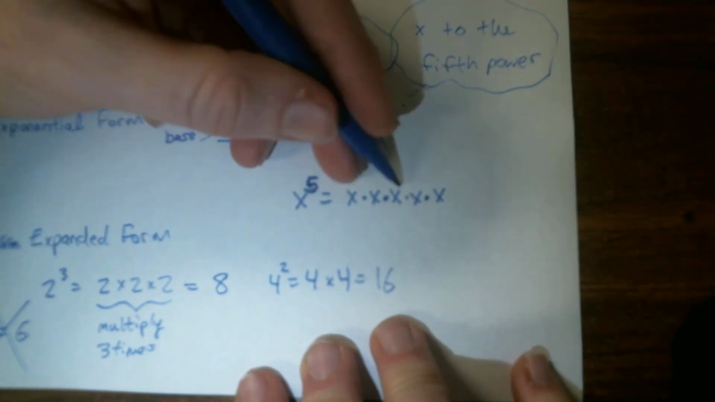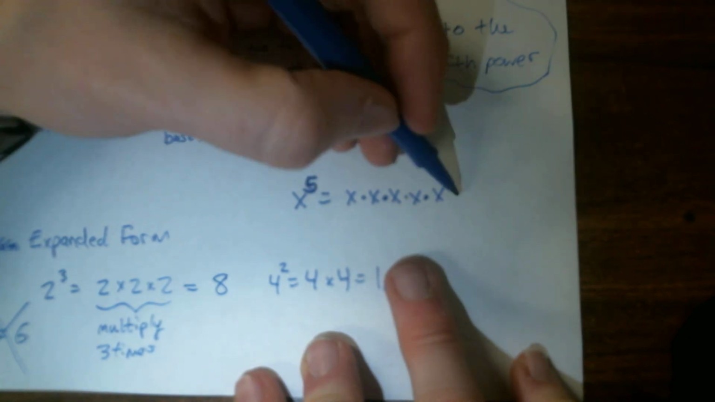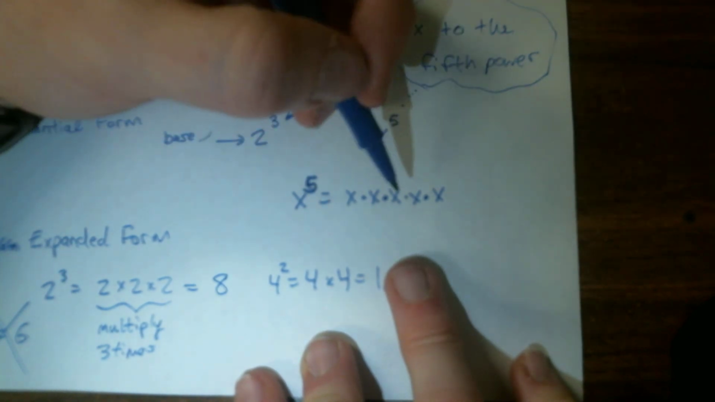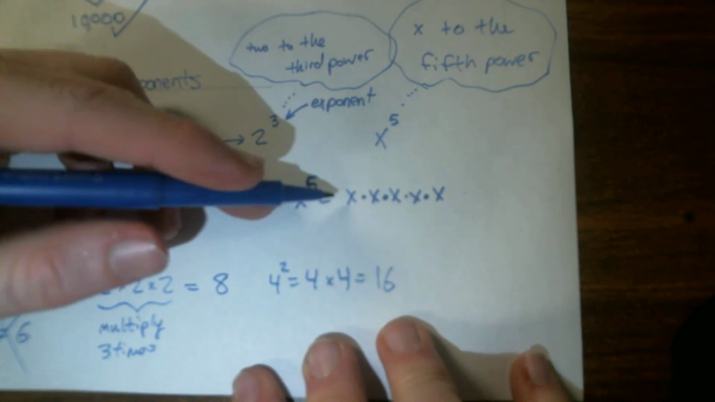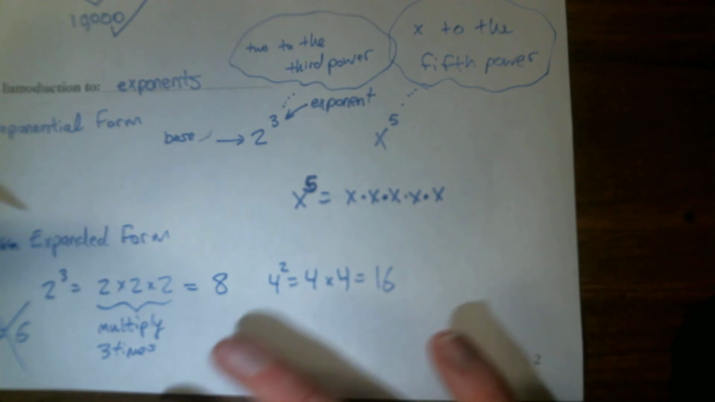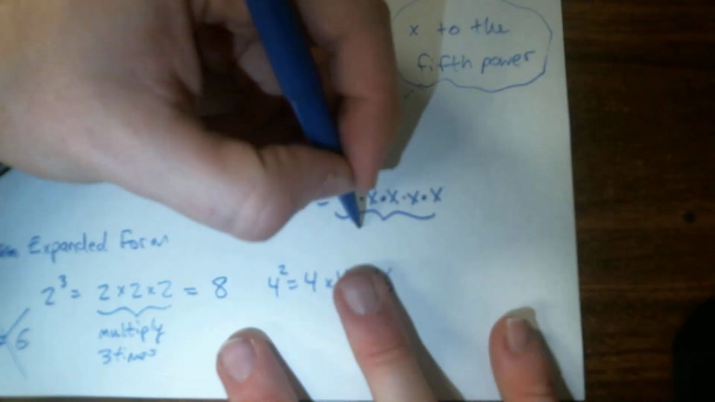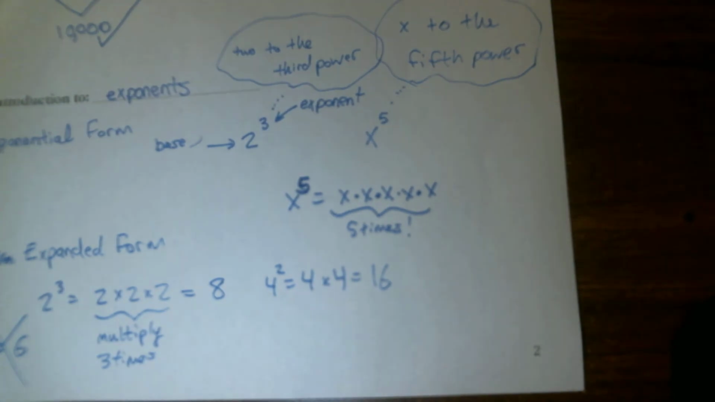Now, I don't know what x is equal to. So I can't say, oh, it equals 25. I can't say that. I don't know what x is until someone says, hey, x is worth 2. All I can say is x to the 5th. That's the same thing as x times itself 5 times. We need to do it 5 times. So that's all I know for right now.